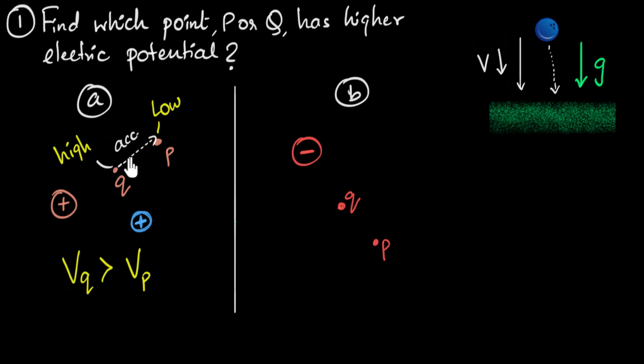I can just say, let me draw field lines due to this positive charge, and along the field line, the potential would reduce. We know that due to a positive charge, the field lines will always be away from it. So I can draw field lines like this.